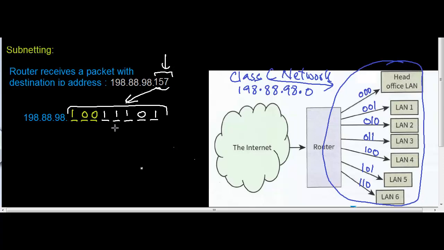And we can also see that the first 3 subnet bits take the value 100, which basically means that this destination IP address 198.88.98.157 resides on the subnet with the subnet ID 100 right here. Okay, so the router will forward this message onto the subnet with subnet ID 100. So this is the link on which the router is going to forward this packet.